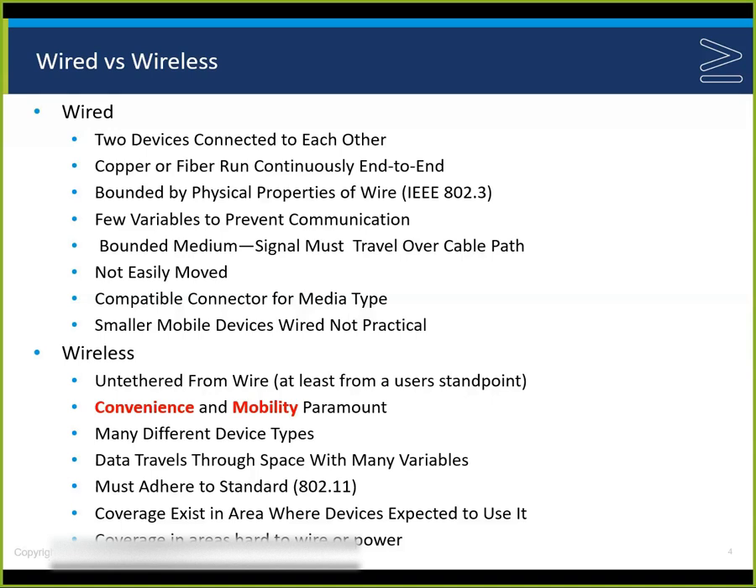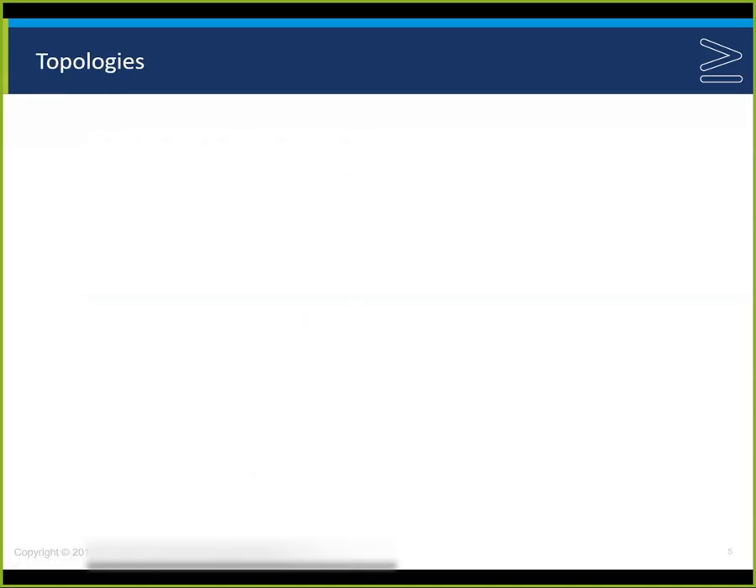The coverage in areas that are hard to wire or power. And the power we're talking about is power over Ethernet; the wireless access points frequently use power over Ethernet, things that we're going to use.